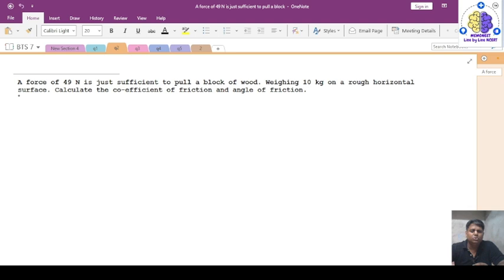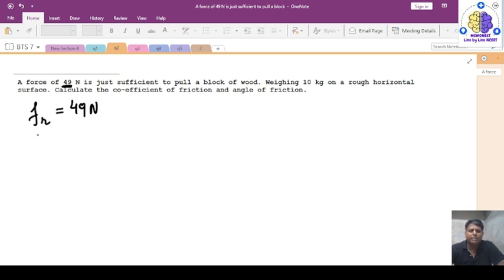Question number 2 says that a force of 49 Newton is just sufficient to pull a block of wood weighing 10 kg on a rough horizontal surface. Calculate the coefficient of friction and the angle of friction. So if this 49 Newton is just sufficient to pull the block, then it means this 49 Newton is nothing but the limiting frictional force, right?